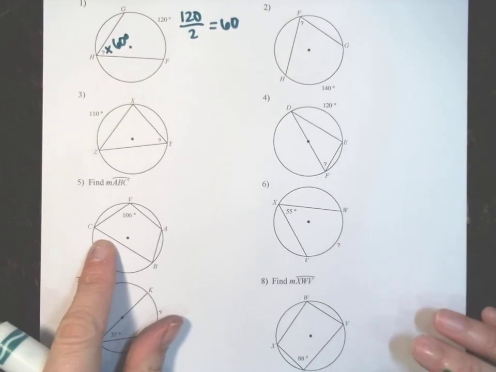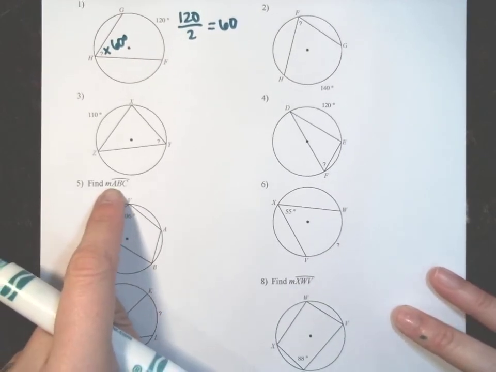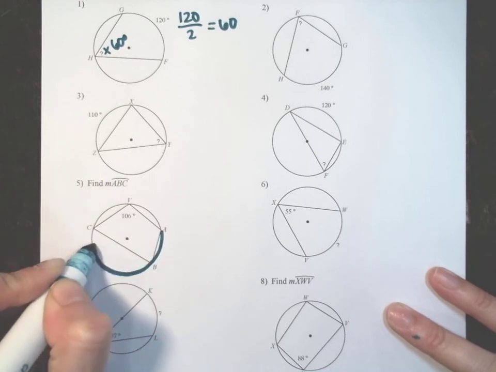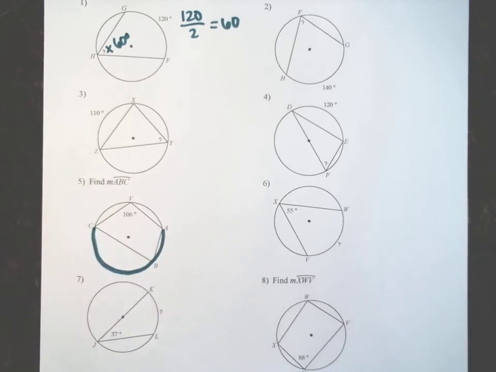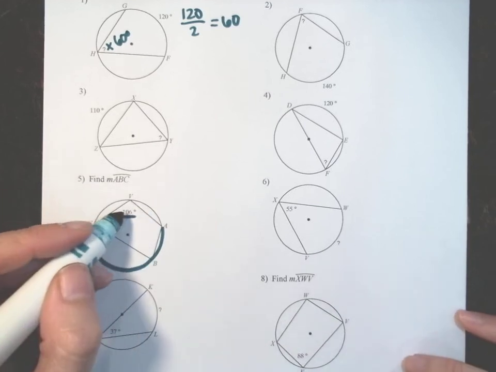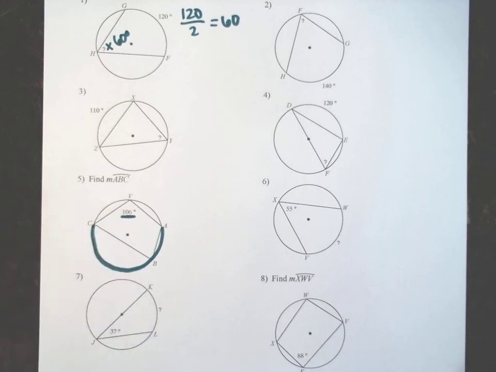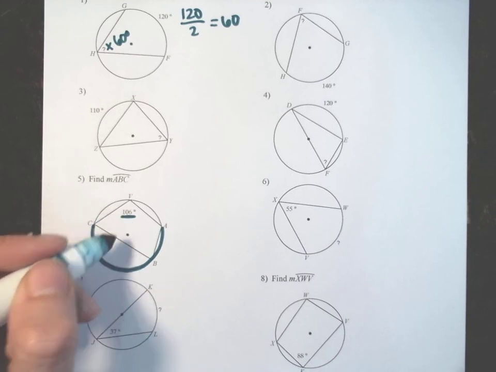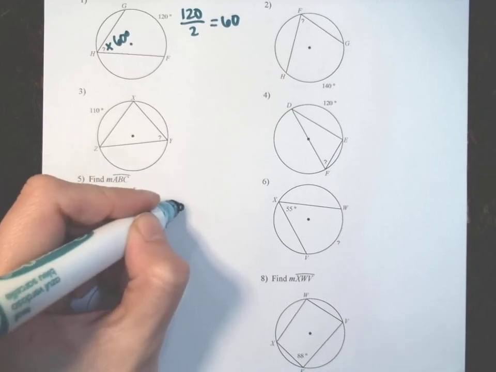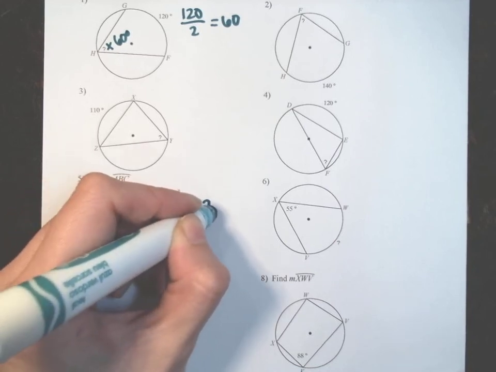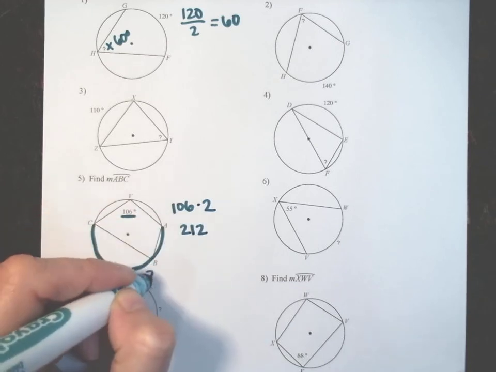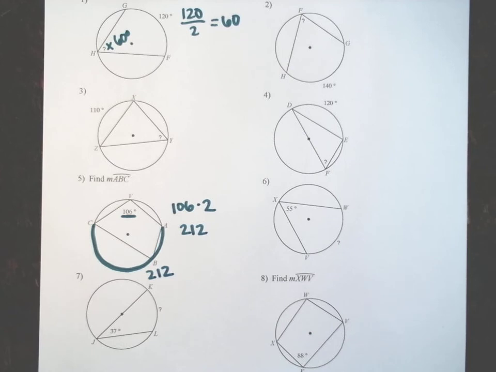Let's look at number 5. So they want us to find the arc ABC. So A to B all the way to C. And we know the angle is 106 of that arc. So the inscribed angle. So we would have to multiply 106 by 2, and that would be 212. So this arc is 212.